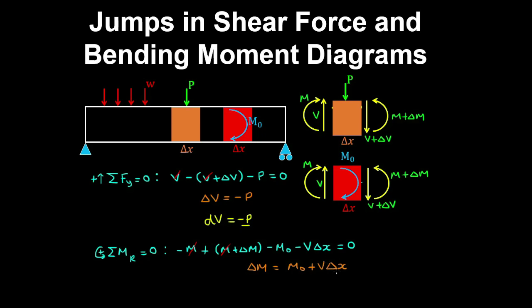And in the limit, as delta X approaches 0, this term drops out, so we obtain dM is equal to M naught. And similar to the shear force, we have a discontinuity in the bending moment on both sides of that couple, and that jump is equal to M naught.